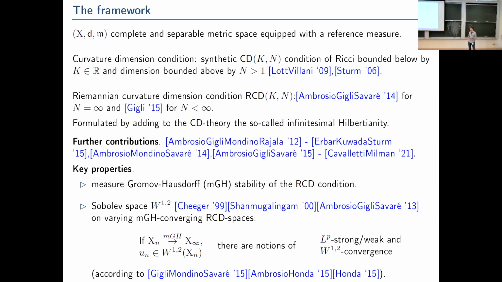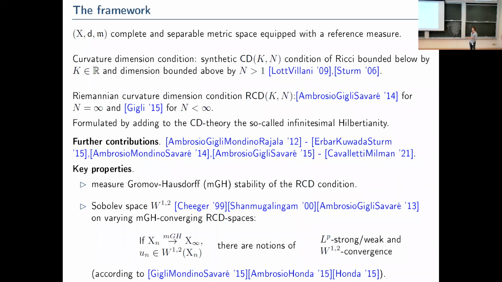So there are further contributions around this. I don't have time to mention equivalent definitions in terms, for instance, of the Bochner inequality, but I want to focus on key properties for this talk, which are the stability in the measured Gromov-Hausdorff sense of this condition, and also I need Sobolev calculus in metric measure spaces. So this is purely abstract. These notions are all equivalent. I don't need the precise definition, but I want to mainly say that you can also speak about Sobolev calculus along metric measure spaces, which are structures converging in this weak topology.